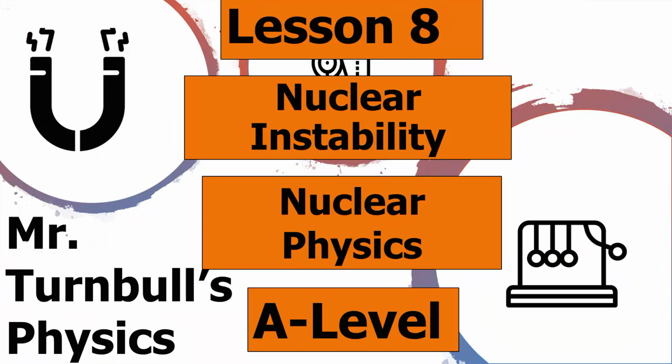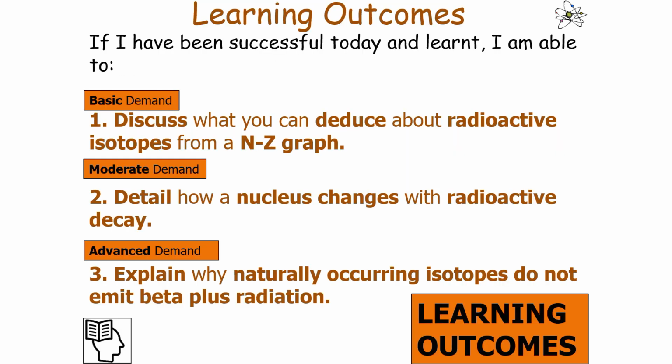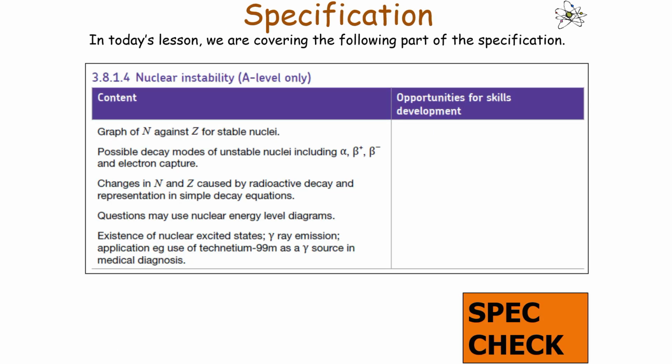Hello and welcome to this lesson on nuclear instability, which is part of the nuclear physics topic in AQA A-level physics. So in today's lesson we're going to look at discussing the different types of radioactive decay. If we've been successful and learnt in today's lesson, we can discuss what you can deduce about radioactive isotopes from an NZ graph, detail how a nucleus changes with radioactive decay, and then explain why naturally occurring isotopes do not emit beta plus radiation, which is part of the nuclear instability topic 3.8.1.4 in the AQA A-level physics module Nuclear Physics.